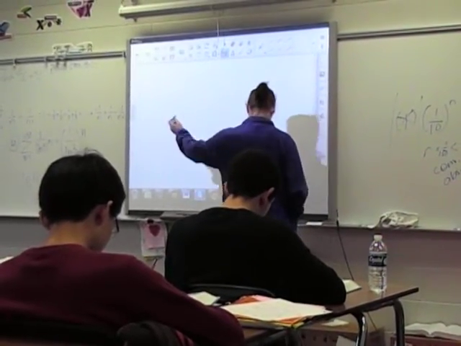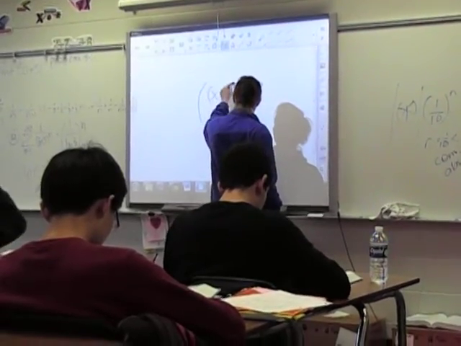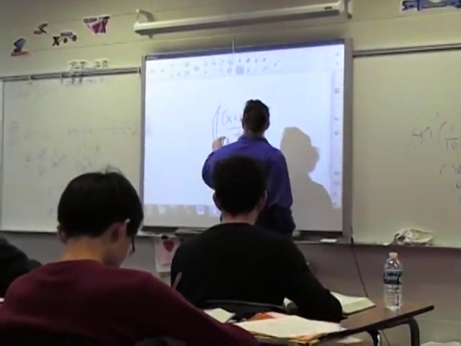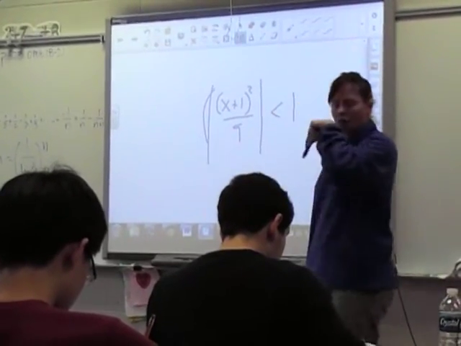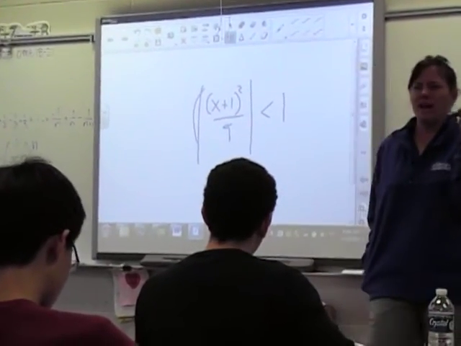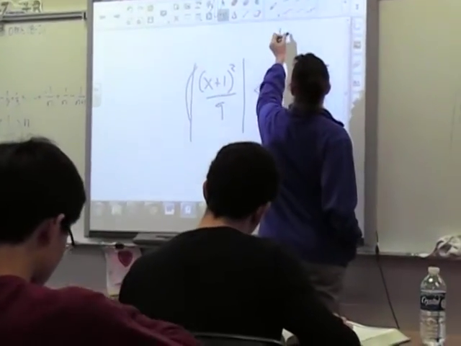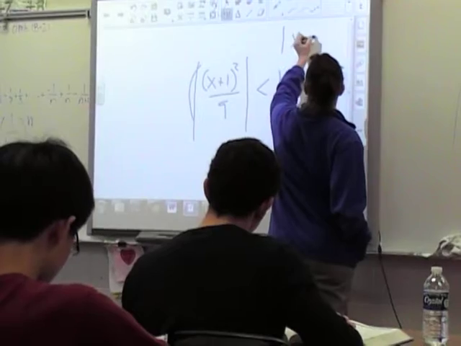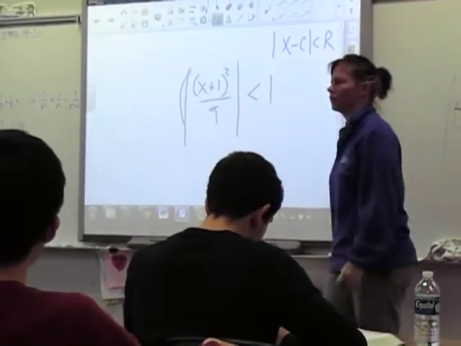So what's your R? (x plus 1) squared divided by 9. Alright, as a rule of thumb, don't get rid of the absolute value until we can find what our radius is. Alright, that's going to be my rule of thumb for you here.